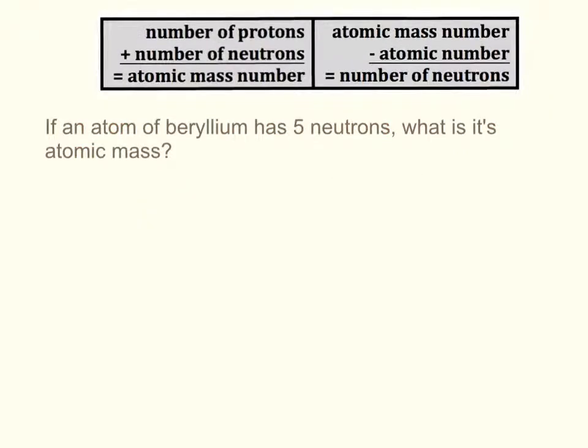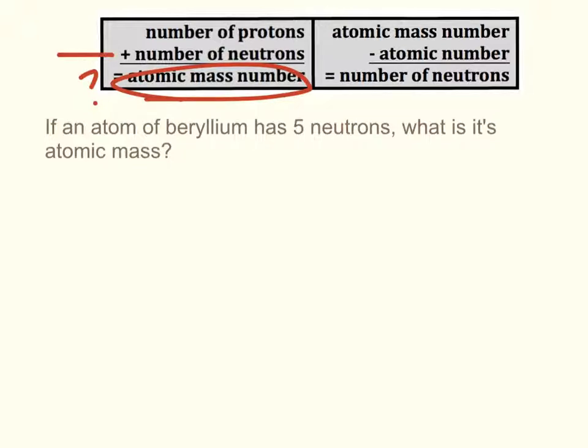All right, let's try another one. So this question is a little bit more complicated. If an atom of beryllium has 5 neutrons, what is its atomic mass? So we are supposed to find the atomic mass number. So that's our unknown. If an atom of beryllium has 5 neutrons, we know this.